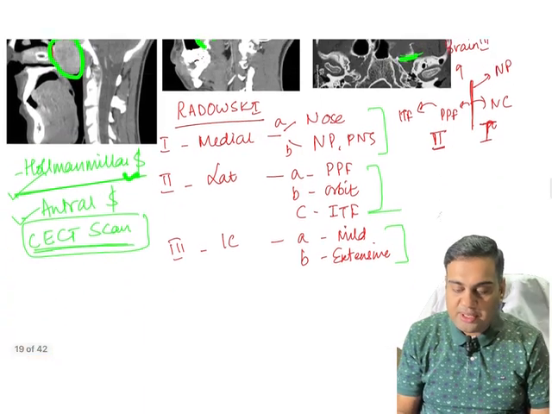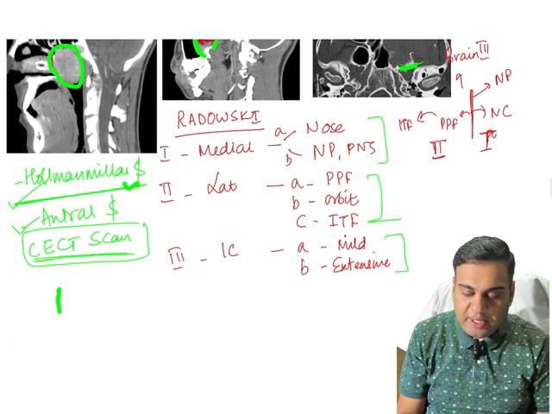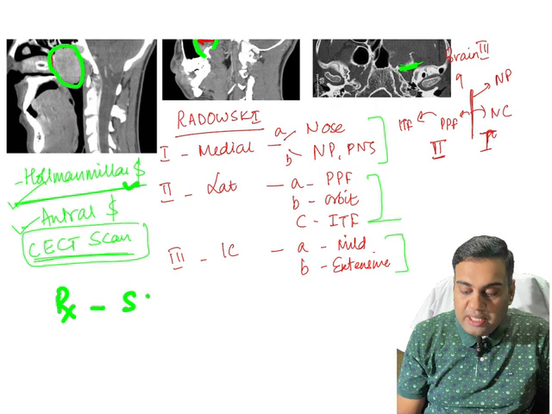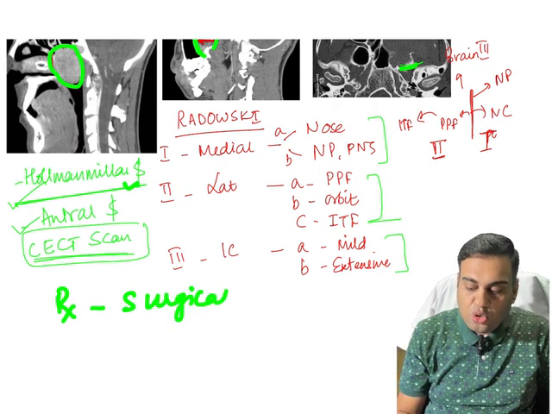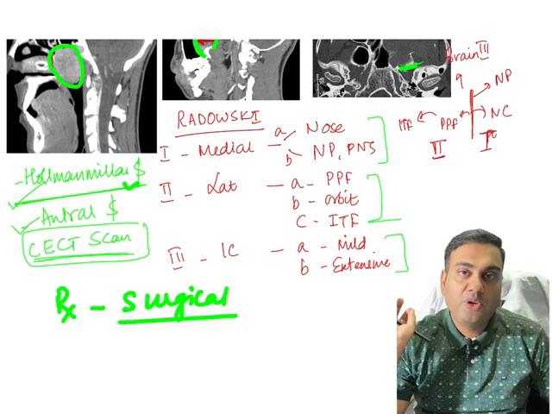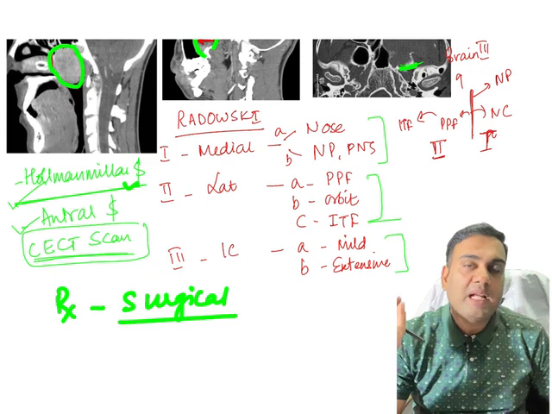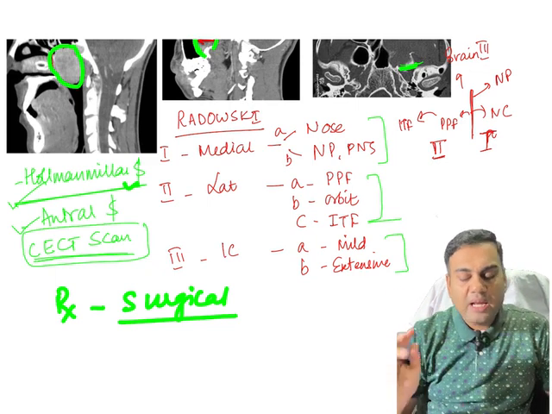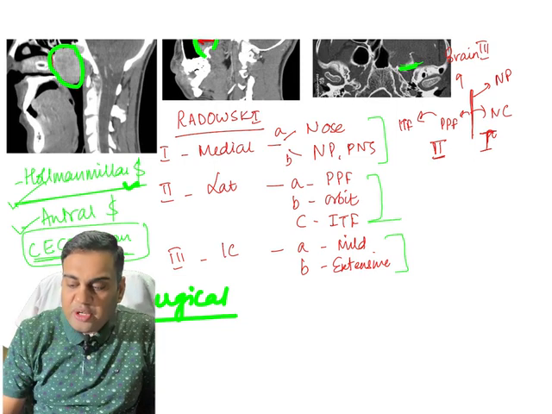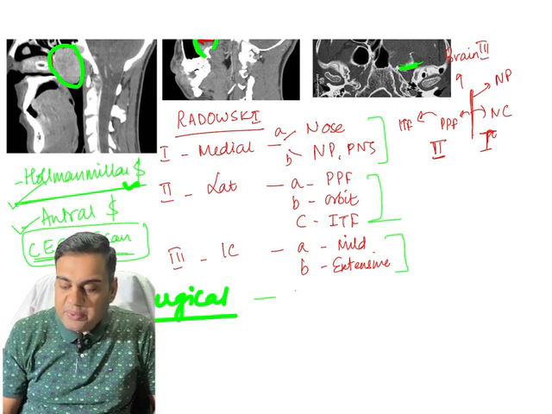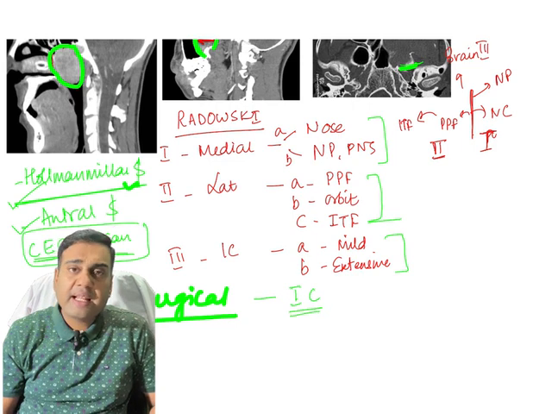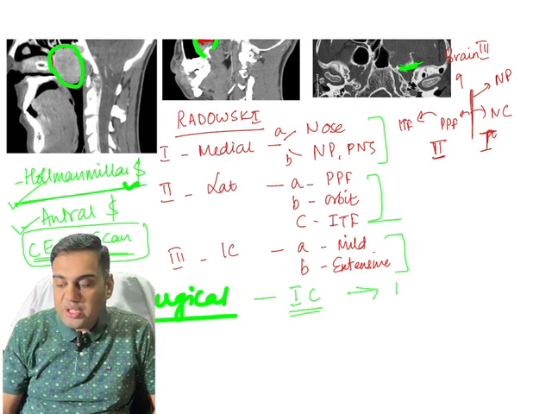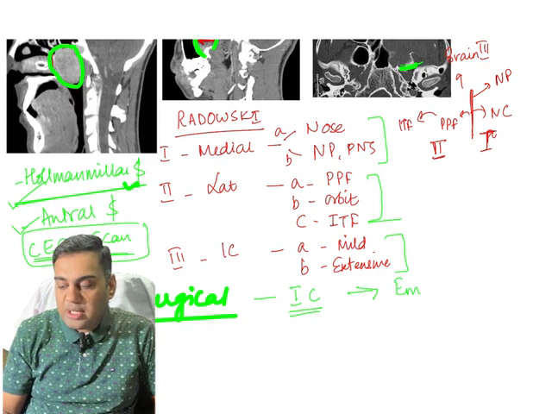What is the treatment? Can we just write down the treatment? Treatment is only and only surgical. There is no medical treatment, mind you, my friends. There is no medicine that will regress this disease. You are going to surgically operate it. Now, here you have to remember that if the spread is intracranial or it is an extensive disease, then before surgery you can do something called embolization.